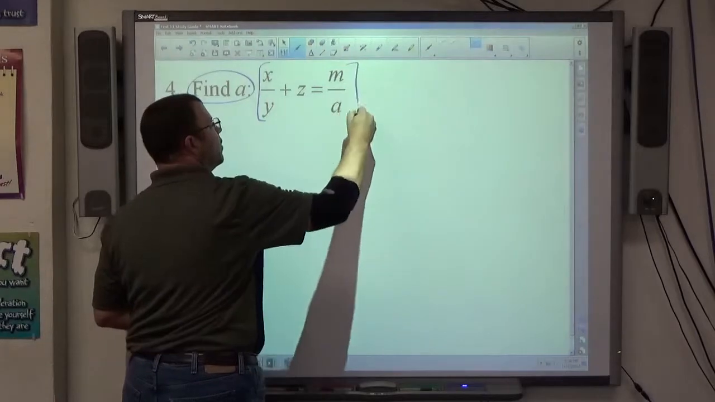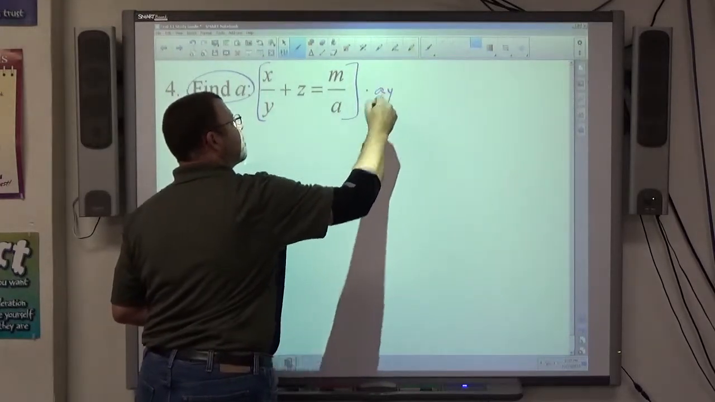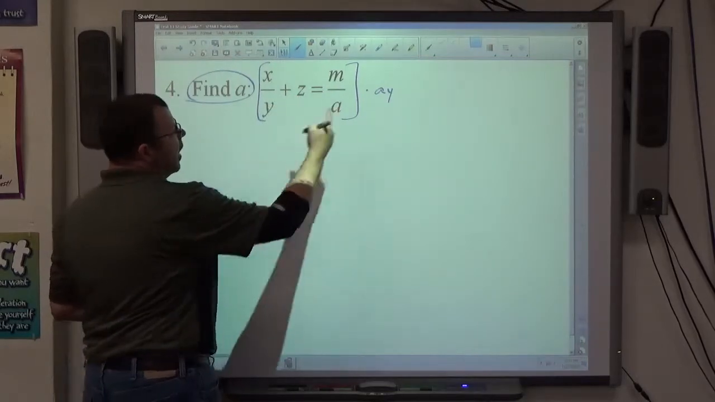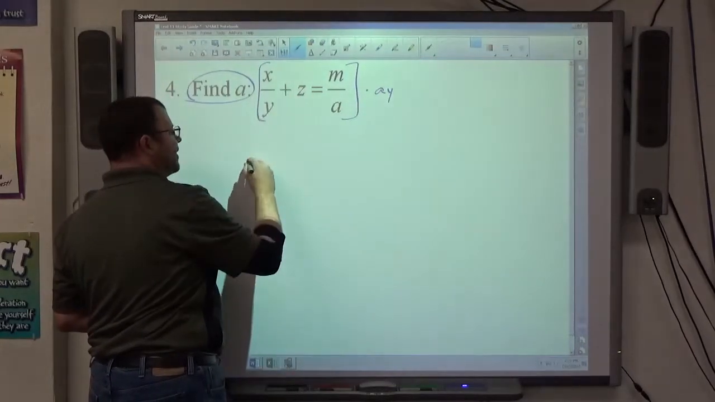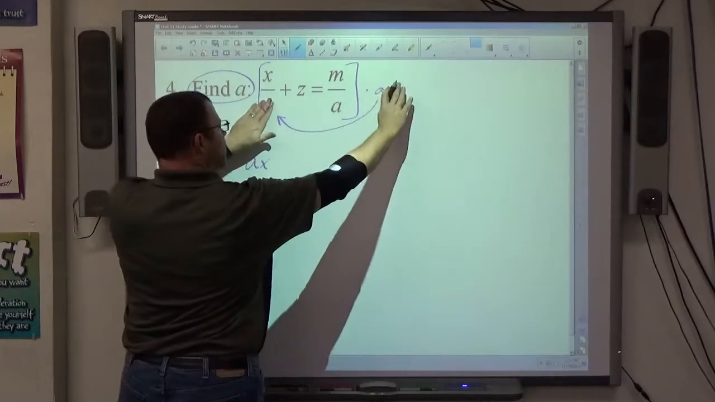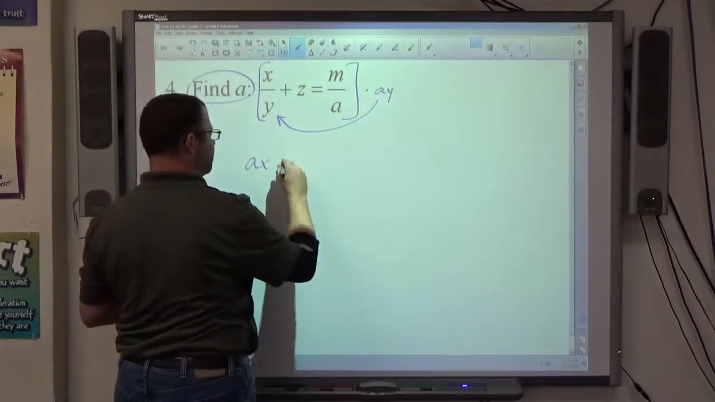So I'm going to take my equation and multiply by AY, the common denominator of the only fractions in the problem. Z is not a fraction. AY times x over y makes AX. We multiply first by dividing, so the y's cancel, then multiply the results, A times x.